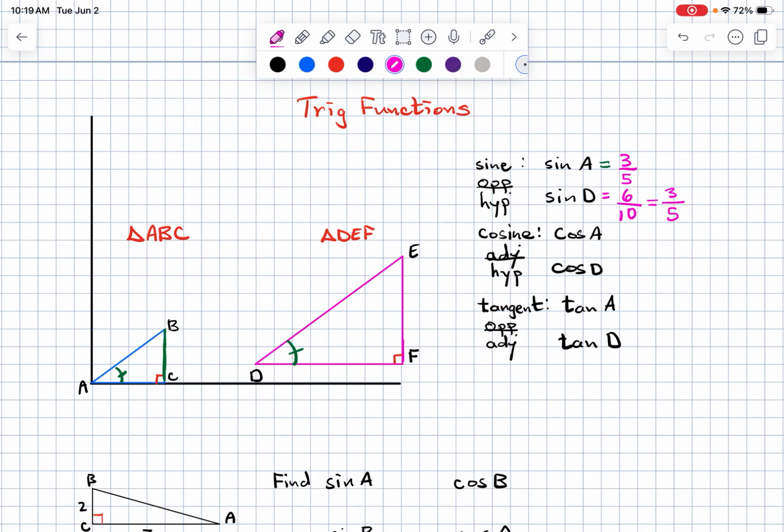But it's opposite over hypotenuse. Okay? Now, look, opposite over hypotenuse. Now, dig this. Those have the same ratios. Sine of angle A is the same, because angle A and angle D are the same angles. And notice they have the same opposite over hypotenuse. Now, let's look at cosine.